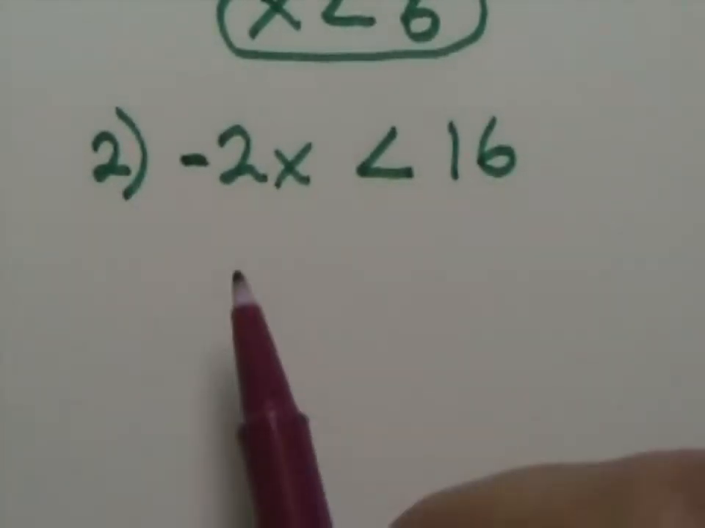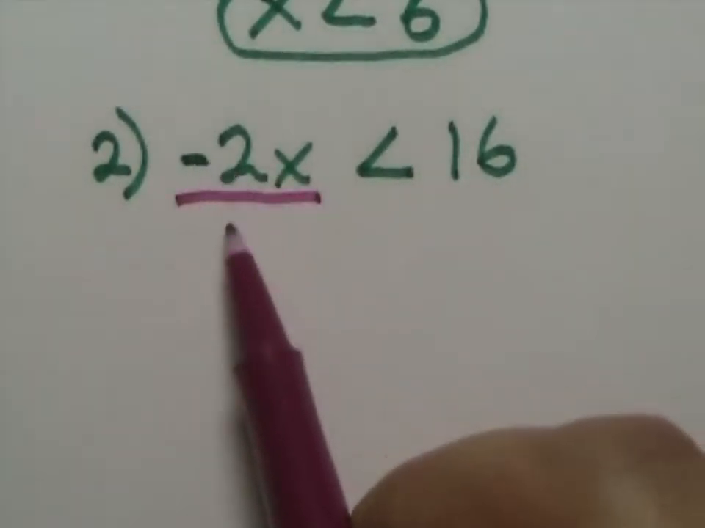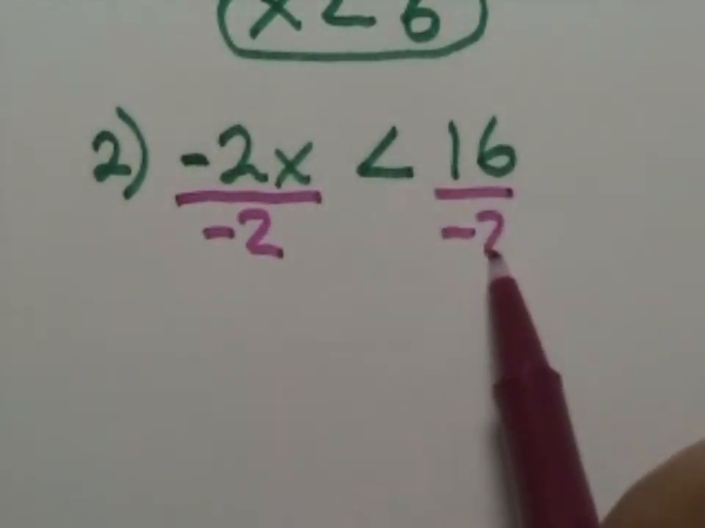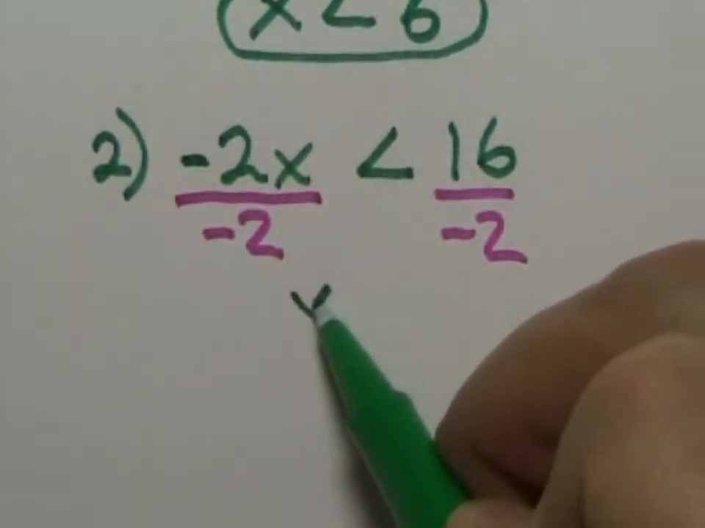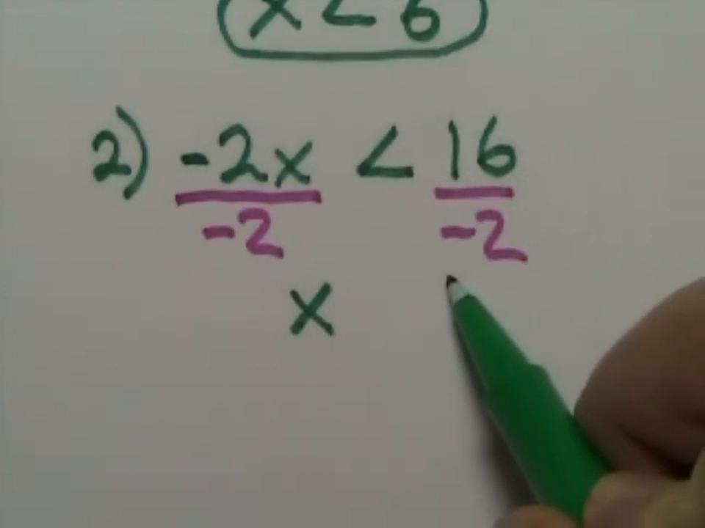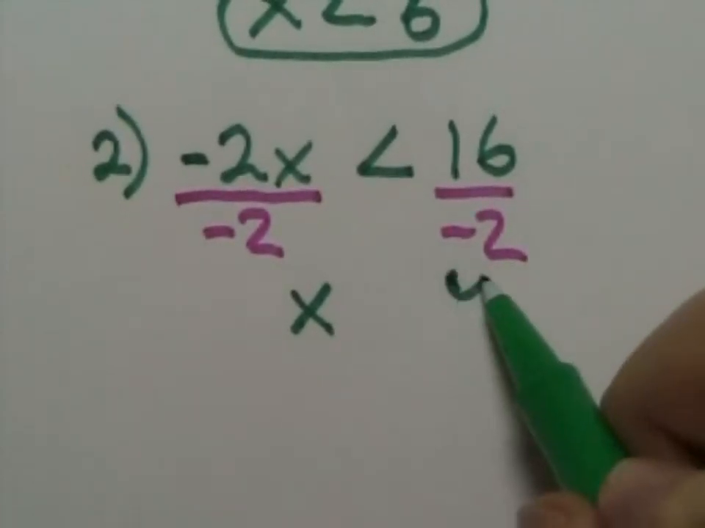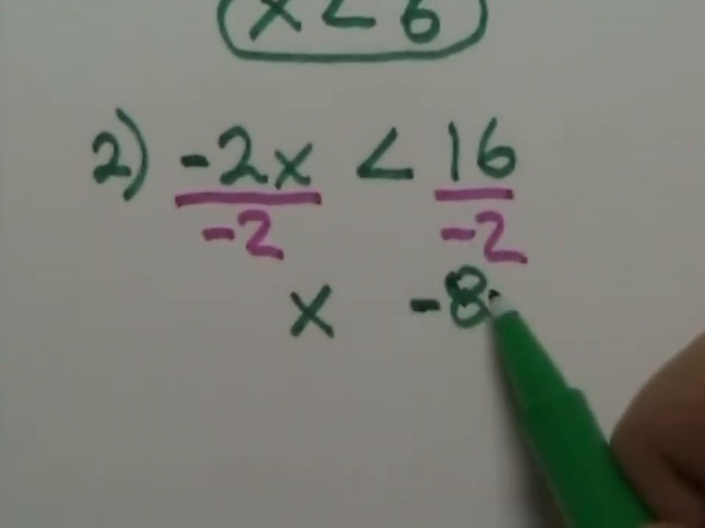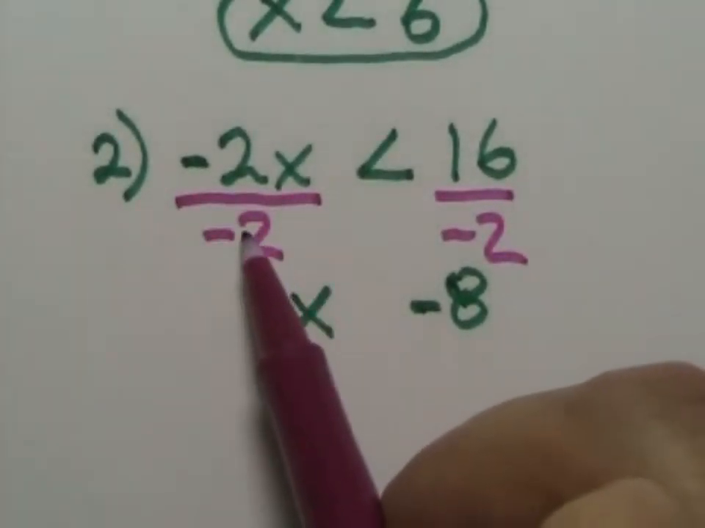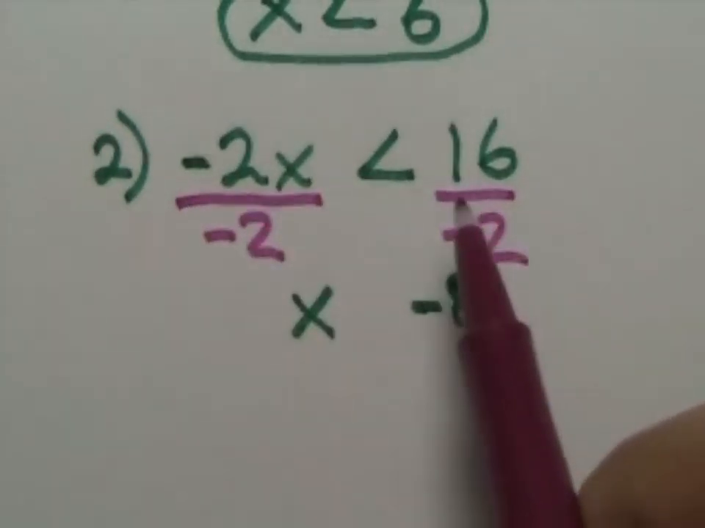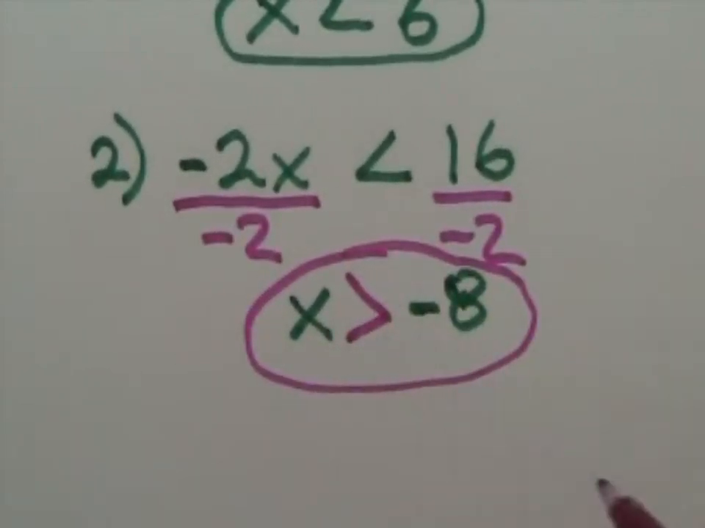On number 2, again, we want to get the variable alone. That's times, so we need to divide. I'm going to divide by negative 2, both sides. Okay, so this cancels out, and you're left with x. And 16 divided by 2 is 8, and there's one negative, so it's negative 8. Question is now, do we reverse the arrow? Yes, because I'm dividing by a negative number. I'm dividing by negative on both sides. Therefore, I need to change that arrow.